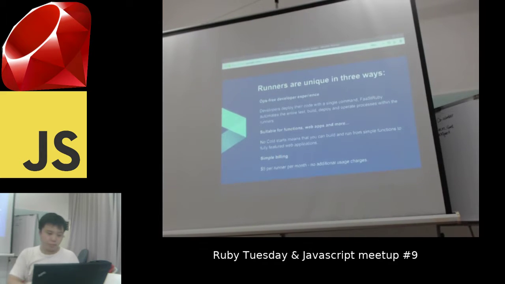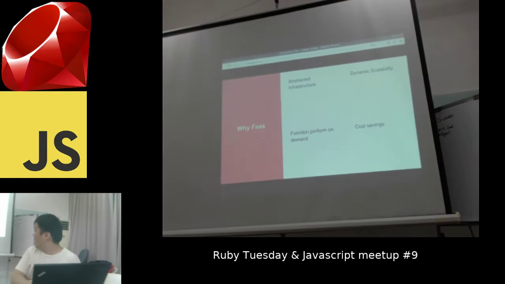Okay. Why function as a service? To conclude, we have abstracted the infrastructure. We don't need to have servers, we don't need to have DevOps, we don't need to manage our own containers, you just focus on writing your app.